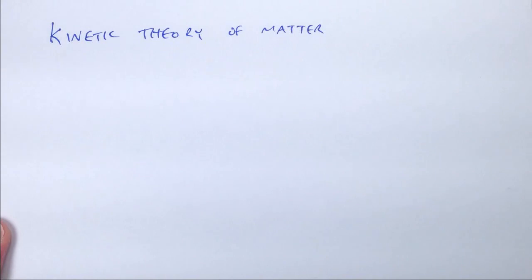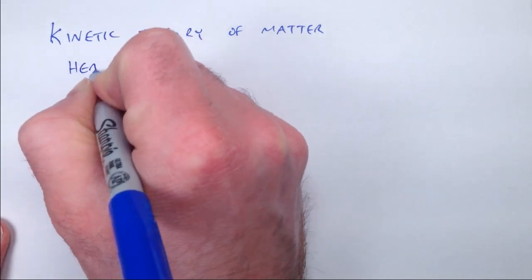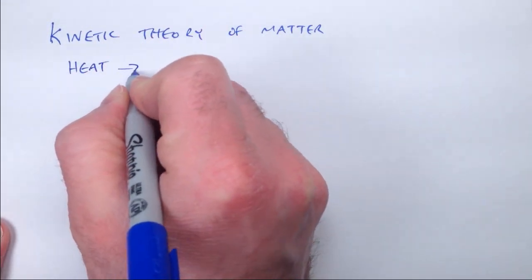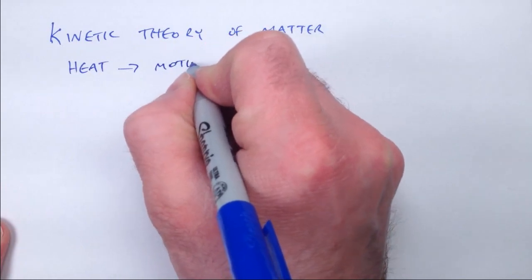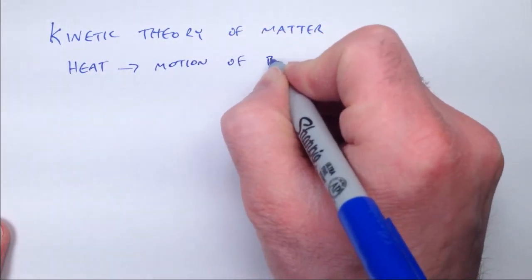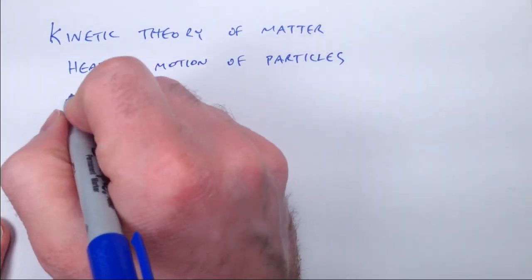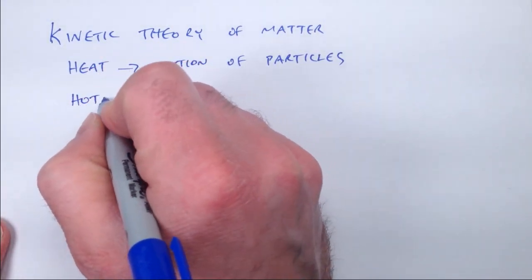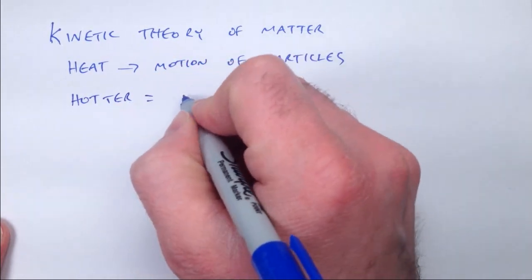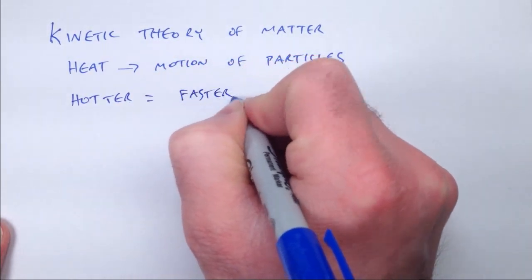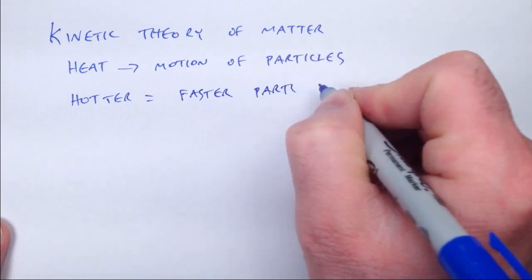The kinetic theory of matter is basically the theory that all matter is made of particles that are in constant motion. And this goes along with the idea that heat, as expressed in a substance, is basically just the motion of its particles. In other words, if something heats up, hotter equals faster particles.